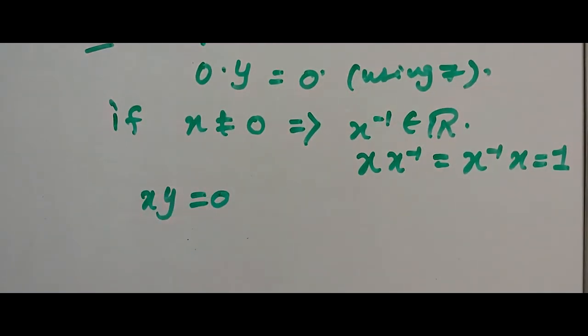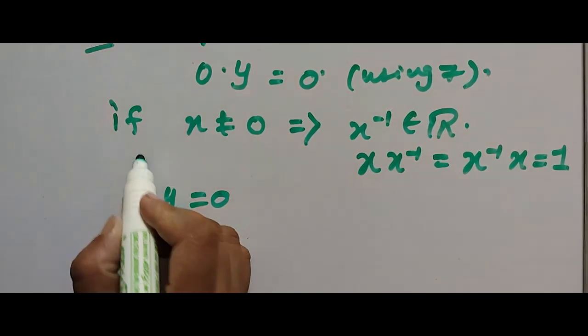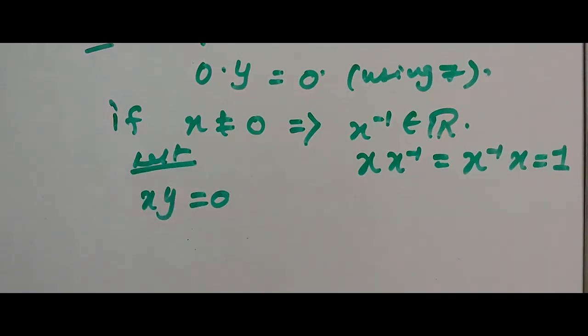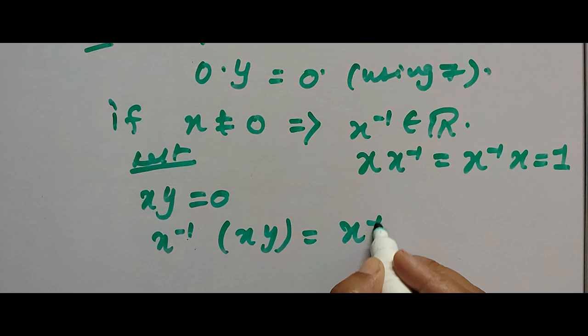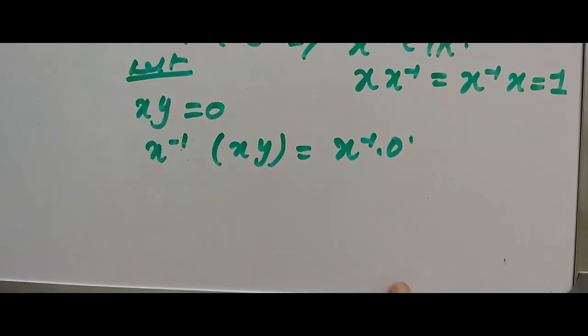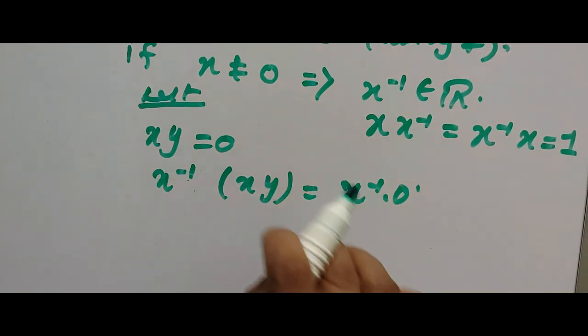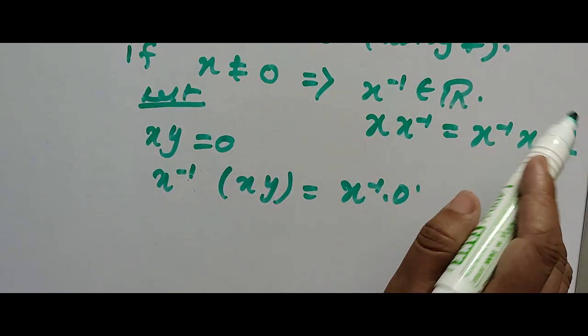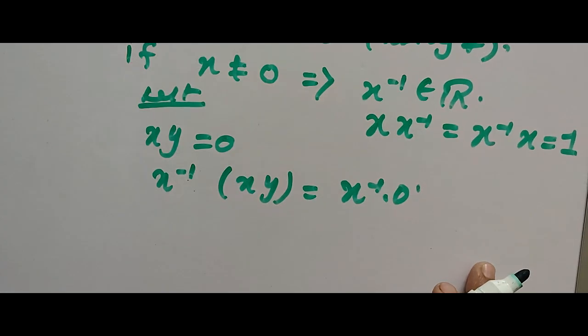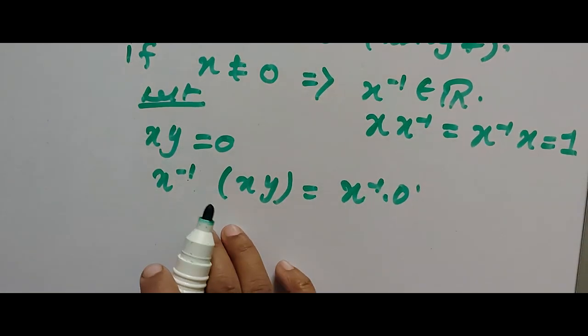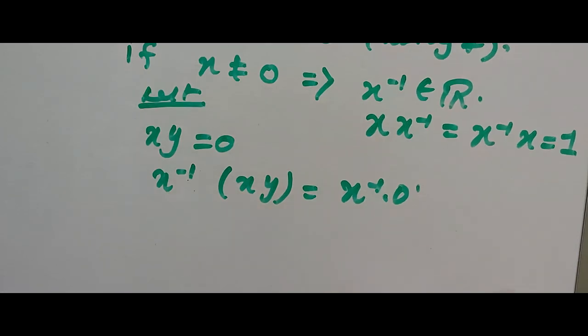Now we have to show xy is equal to 0 implies either x is 0 or y is 0. So let us assume xy is equal to 0, that is given on the left hand side. Since x inverse exists, we can multiply x inverse on both sides. Why can we multiply? Because x is non-zero, so it is guaranteed that x inverse will be in R.